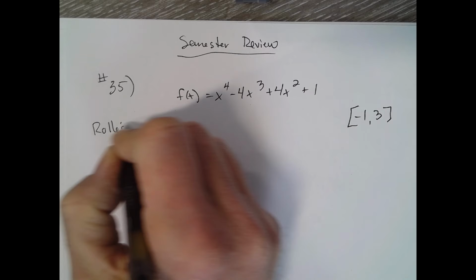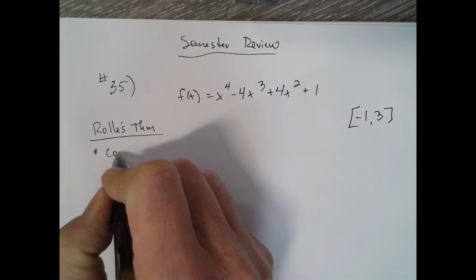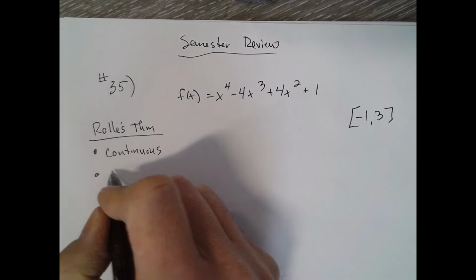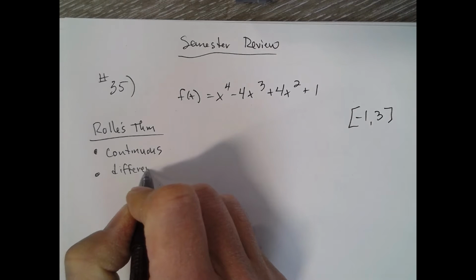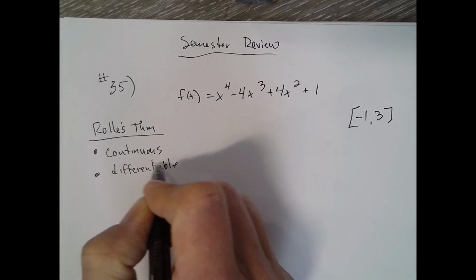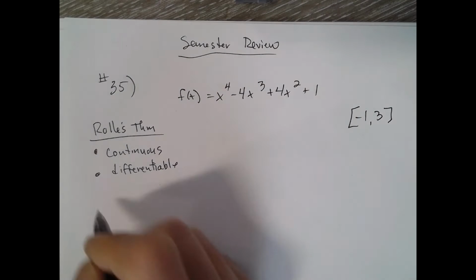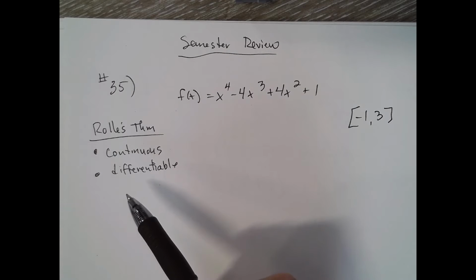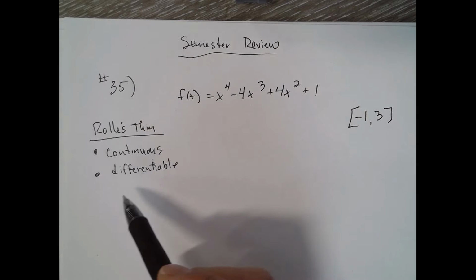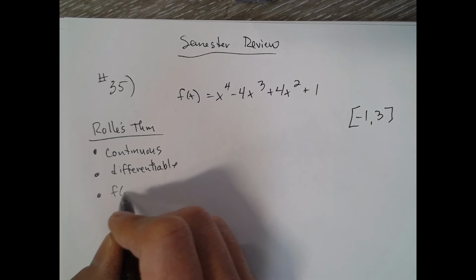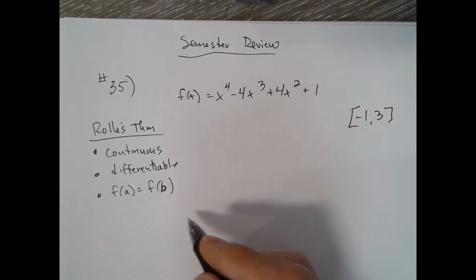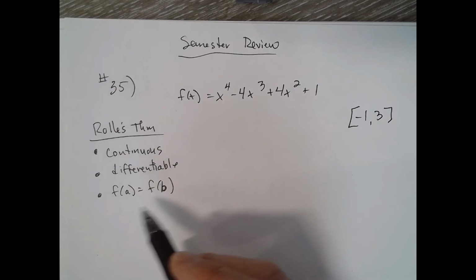So Rolle's theorem is on the interval, it has to be continuous. It has to be differentiable. So that's enough for the mean value theorem. If it's continuous and differentiable, then the mean value theorem does apply. Rolle's theorem has a third criteria, that f of a has to equal f of b. In other words, the function has to start and end at the same y value.